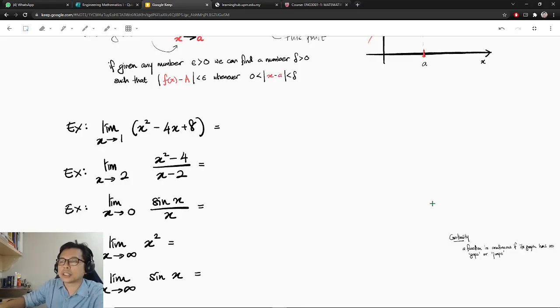So I have 5 examples here. I want you to type out the answer if you can, or you can use the mic. Okay, example number 1. This is the function x squared minus 4 times x plus 8. What is happening to this function when x approaches 1? Can you tell me the answer?